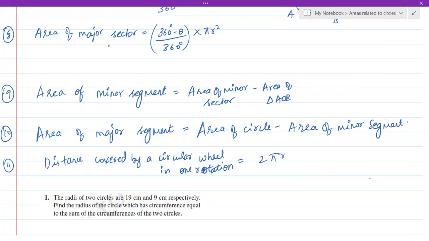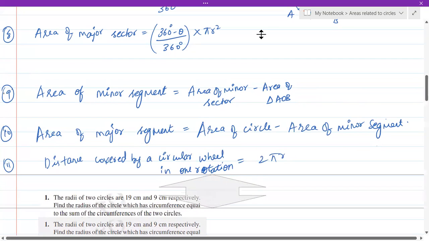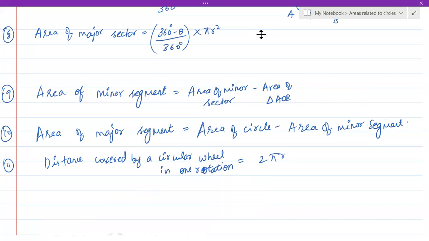For n rotations, it will become n into 2 pi r. Very simple. For one rotation, it is 2 pi r. For n rotations, how much is it? So n into 2 pi r. Okay, so let me write that also. Distance covered by a circular wheel in n rotations. Very important formula, which we will be using to solve a few problems.